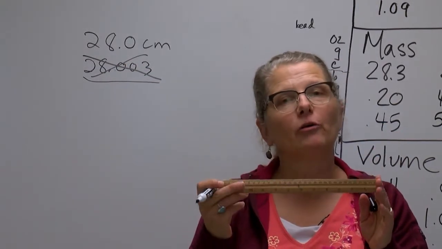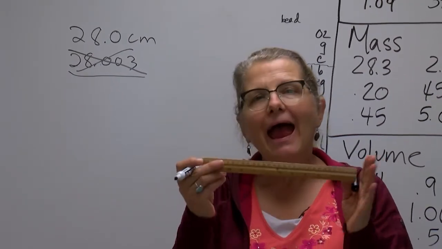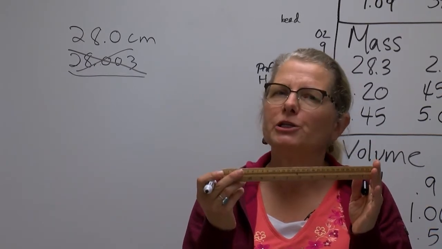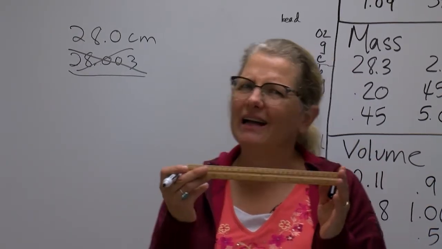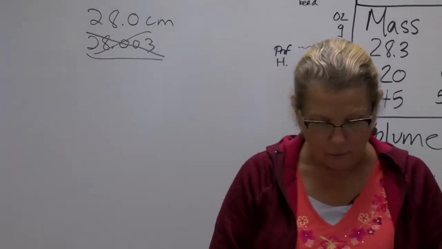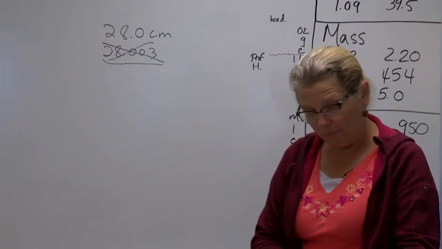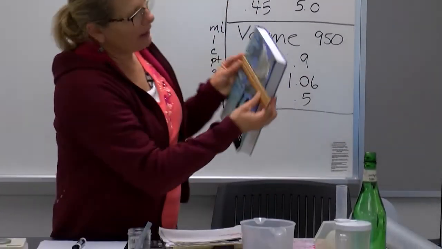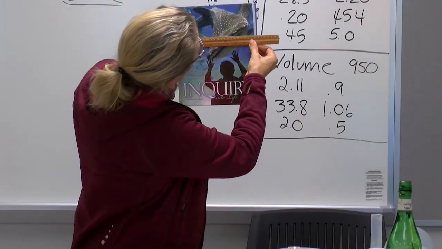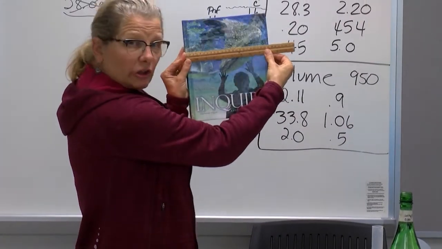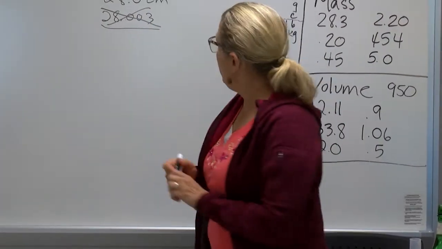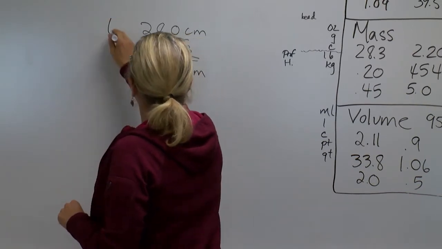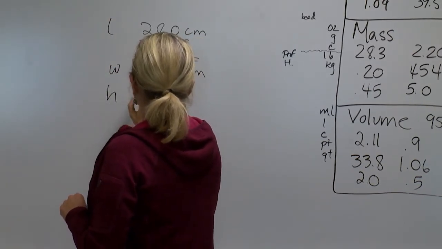So remember, we're concerned with the size of the thing we're measuring and what instrument we're using. With this instrument, tenths we can be pretty sure about, but hundredths and thousandths, I don't think so. So the length was 28.0. Now I'm going to do the width. If we look at the width of this book, the width is 23.2 centimeters. Length, width.